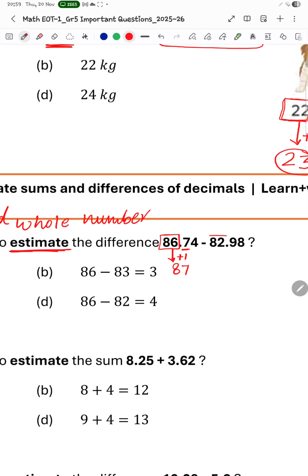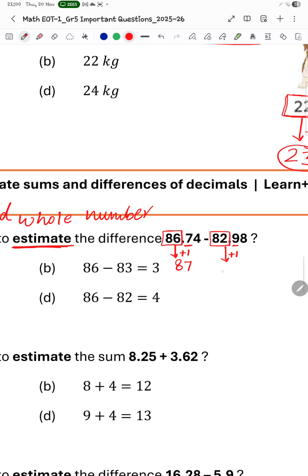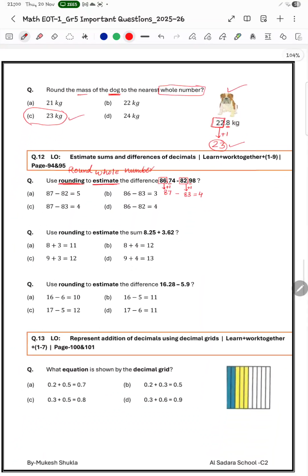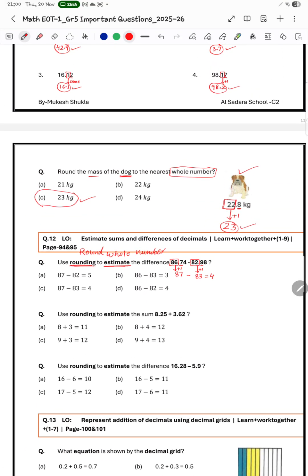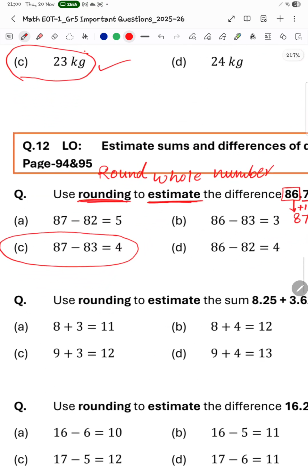Now second number, I will put 82 in the box and I will look at the next digit. 9 is again a good number. So it will give plus 1 to the box. So the box number will become 83. Now 87 minus 83 will give you 4. So now you can check your option. Which option will give you 87 minus 83 is 4? Option number C is the correct one. Okay.